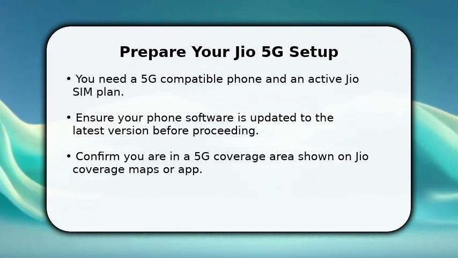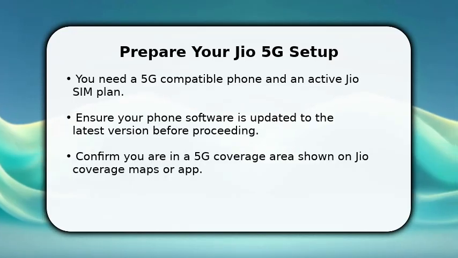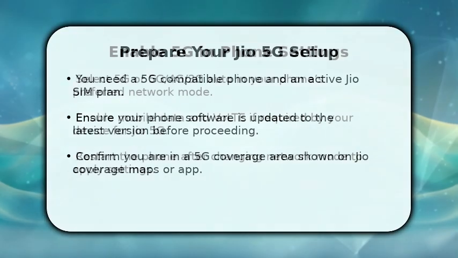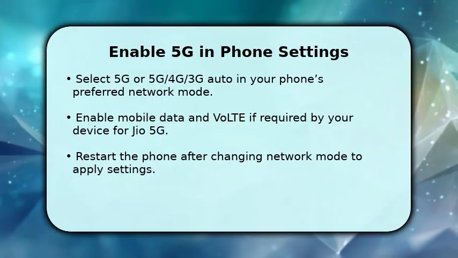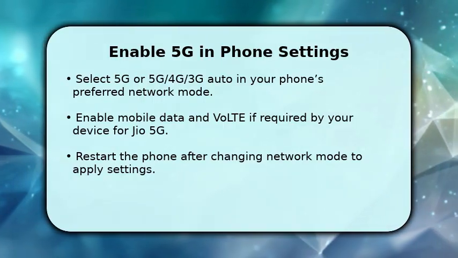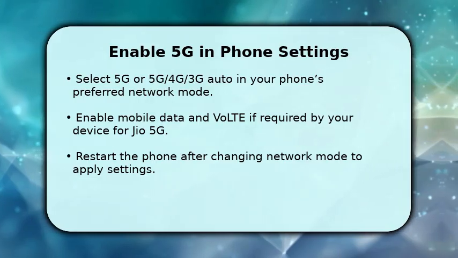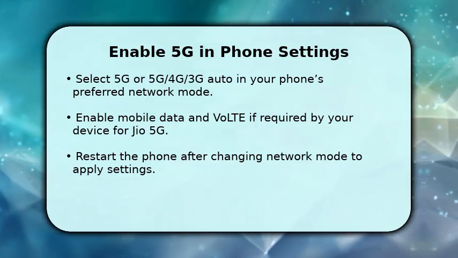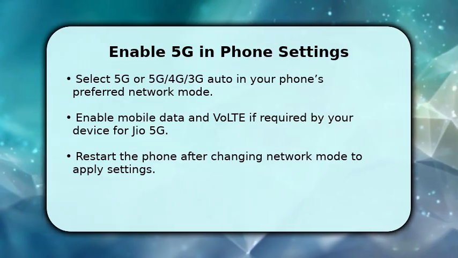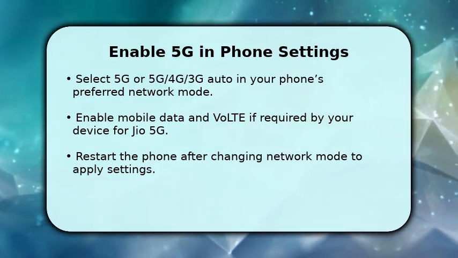Open your phone settings and navigate to mobile network or connections. Choose SIM card settings for the Jio SIM and tap on preferred network type. Select 5G, 5G/4G/3G auto, or NR/4G/3G to allow 5G. Ensure mobile data is turned on for the Jio SIM.